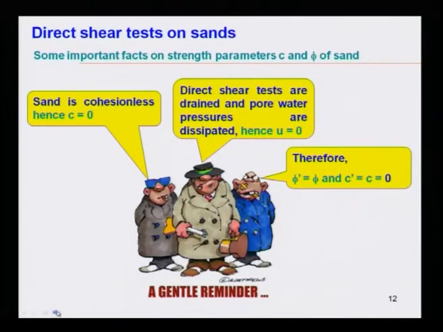Therefore, phi prime, the effective phi, is related to phi through the pore water pressure. As pore water pressure U is equal to 0, phi prime is equal to phi and C prime is equal to C. In this case, as it is a cohesionless soil, C is equal to 0, that means C prime is equal to C is equal to 0. C prime is your effective, C is your total. So, this is equal to 0.